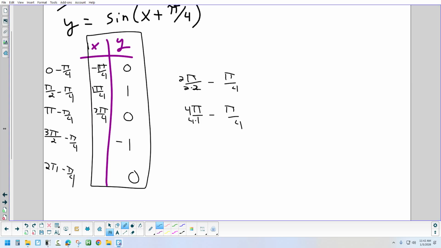What do you think the next number in the top is? 5. And the next one? 7. And if we had to keep going, then it would be 9 pi over 4, 11 pi over 4, 13, 15, 17. That's the pattern. Okay. Any question on that one?